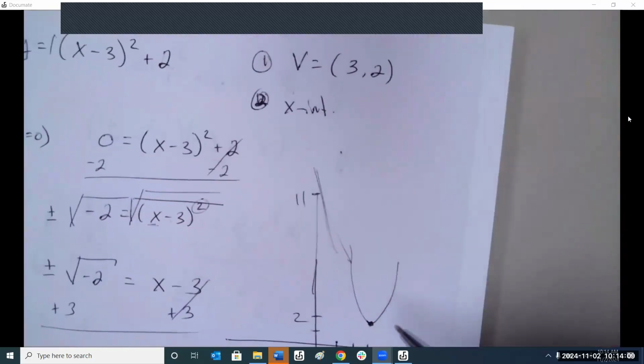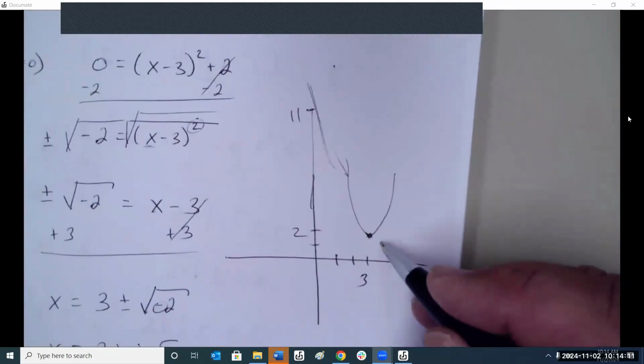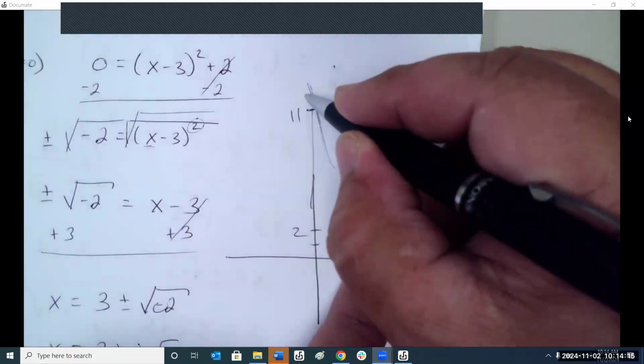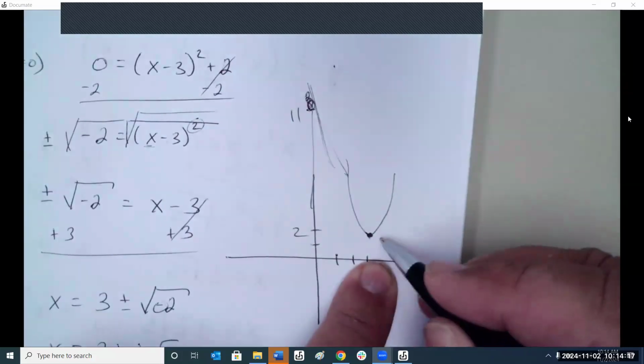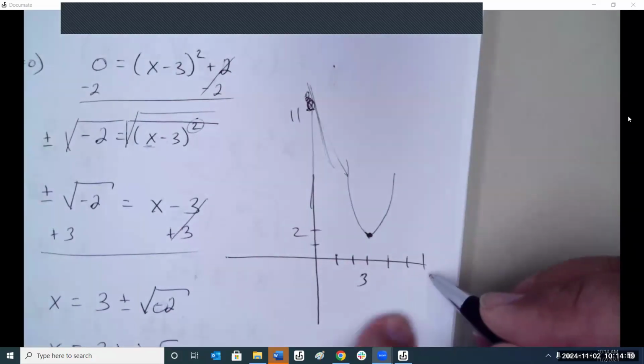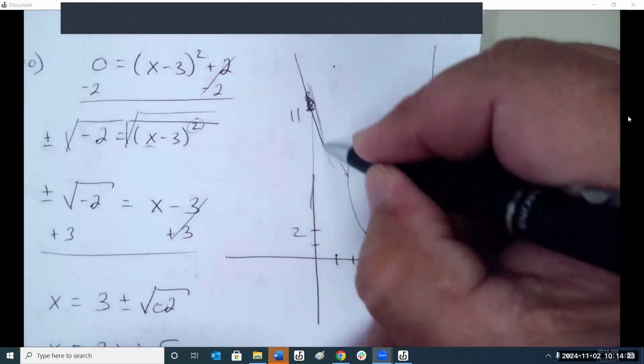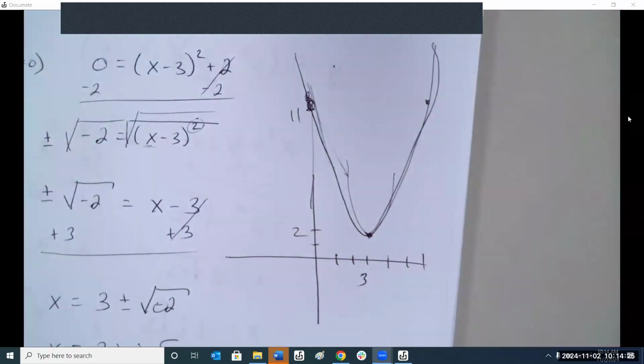Which we can draw even better. We're at 3, 2 here. So if we go 3 over and up to 11, we're at that point. That means we go 3 more over here, up to 11, and we have another point. So our graph is going to look something like this. Because of symmetry.